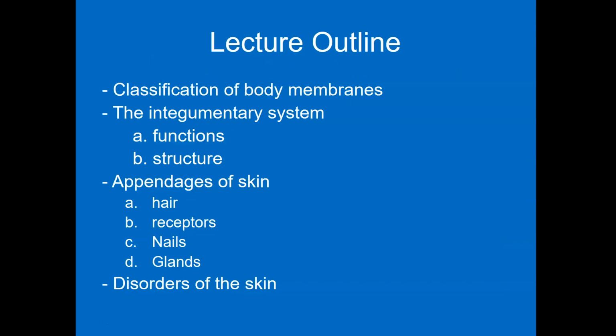So let's get going. We're going to be classifying the integumentary system in terms of its function, what it does, and what its structure is. When we talk about the structure, we're definitely going to be talking about the classification of body membranes. In other words, what type of epithelial membranes are making up the skin. We will talk about the appendages: hair, nails and glands. We already kind of mentioned those.